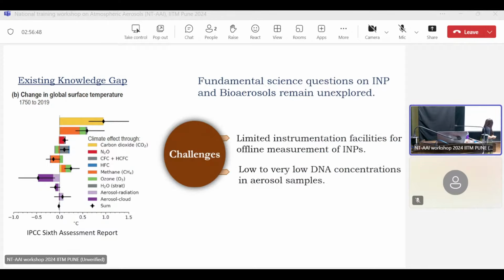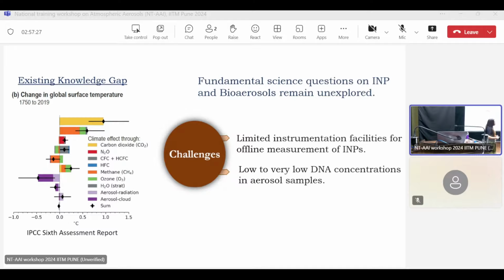Challenges are limited instrumentation facilities for offline measurements of INP, which I think we are now out of. And second is low to very low DNA concentration in aerosol samples. Because sometimes if we collect a lot of sample, then chemical characterization is not possible because your filter is overloaded, right? But if you are doing diurnal sampling, or sampling in clean environments like the Himalayan region, you will get such a small amount that it will be very difficult to get this low amount of DNA extracted and to get species level information, getting the ASVs and all.